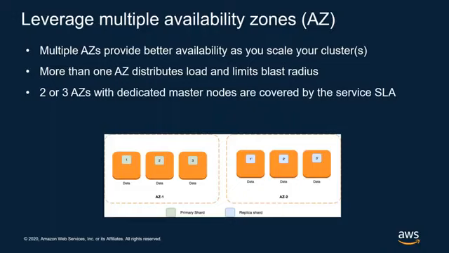So using more than one availability zone can distribute your load and limit blast radius should there be an event in one specific availability zone. AZs, or availability zones as they're called, provide better availability as you scale your clusters for your search solutions. When you use 2 or 3 availability zones with dedicated master nodes, you're covered by the service SLA.